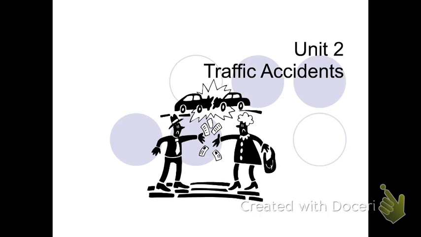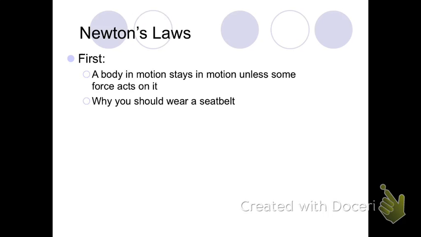So this is the start of Unit 2. We're going to be talking about traffic accidents, and if you want to follow along in Worksheet 2-1, you can write down the equations there, and you don't have to worry about doing that later on. Nothing you have to write down for these first 3 slides. It's just a review or maybe an introduction of Newton's 3 laws.